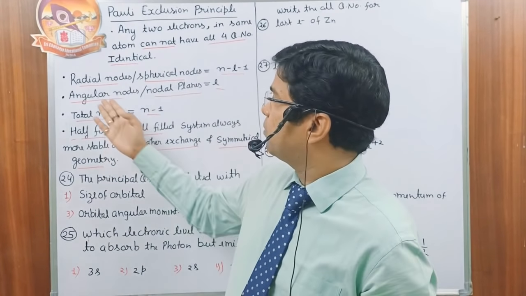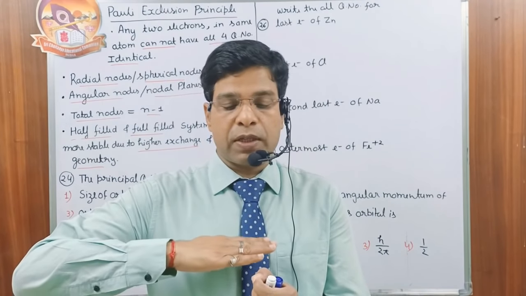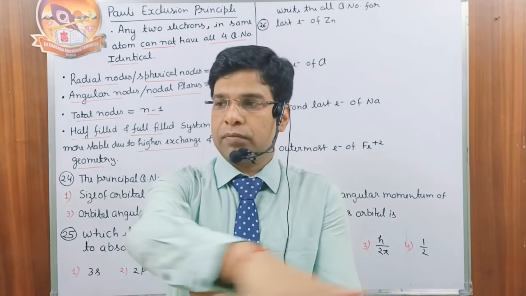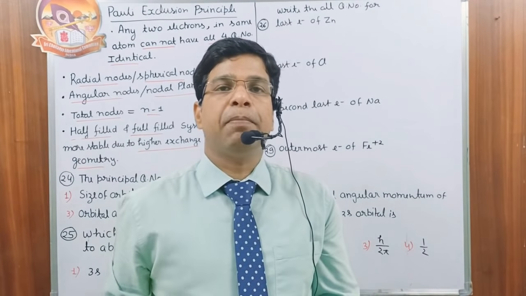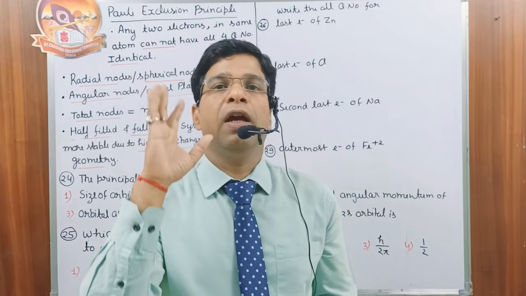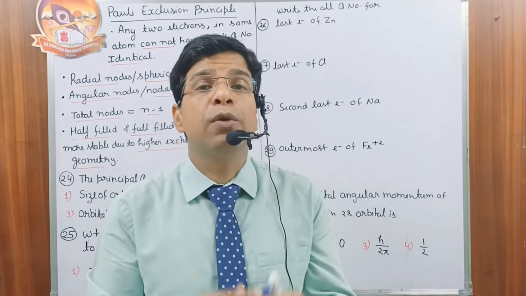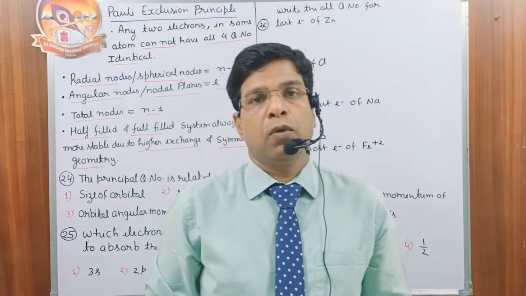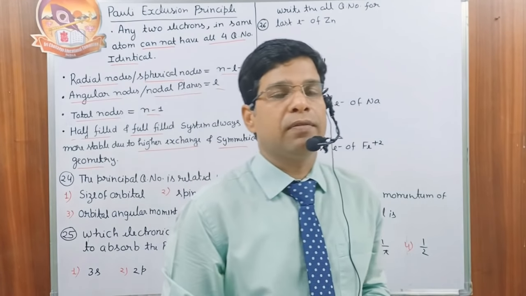Similarly we have the angular node or the nodal plane. Suppose I have the px orbital. Look, this is y and this is z. This plane is the yz plane. The px orbital has half lobe upper and half lobe lower. So in this yz plane, we don't have any chance of finding the electron. That 2D plane is called the nodal plane. So the angular node or nodal plane is given simply by L.